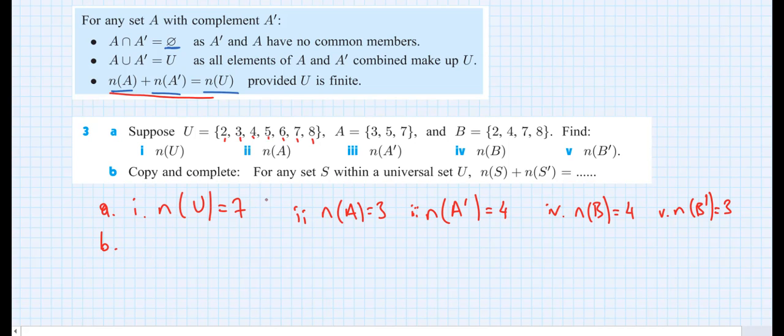Now, part B, what does it say? Copy and complete. For any set S within a universal set, the number of S plus the number of its complement is always equal to the number of elements in the universal set. If you have any set and you add its complement, it should always give you the number in the universal set. Or we can write it like this here. Again, the conclusion from here is for any set.